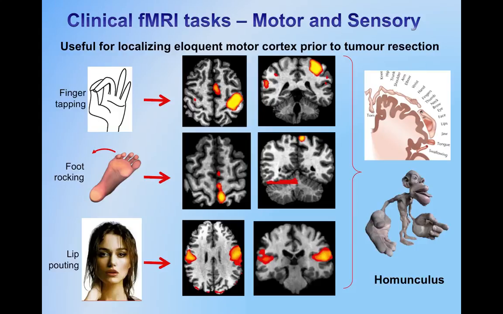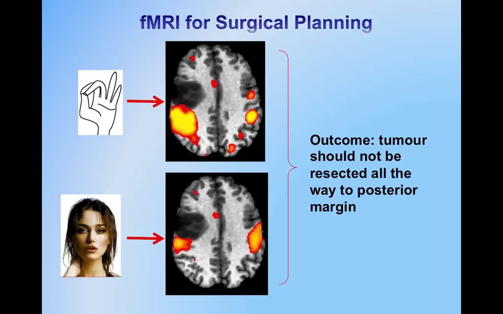Okay, so let's try this on a patient, and we did this one a year or so ago where we looked at doing a hand task and a lip pouting task because that's close to where the tumour was. And what we found was, you can see there's activation here that does tend to encroach into the region of the tumour. And likewise, the lip pouting activation seems to more or less encroach to the rim of the tumour too.